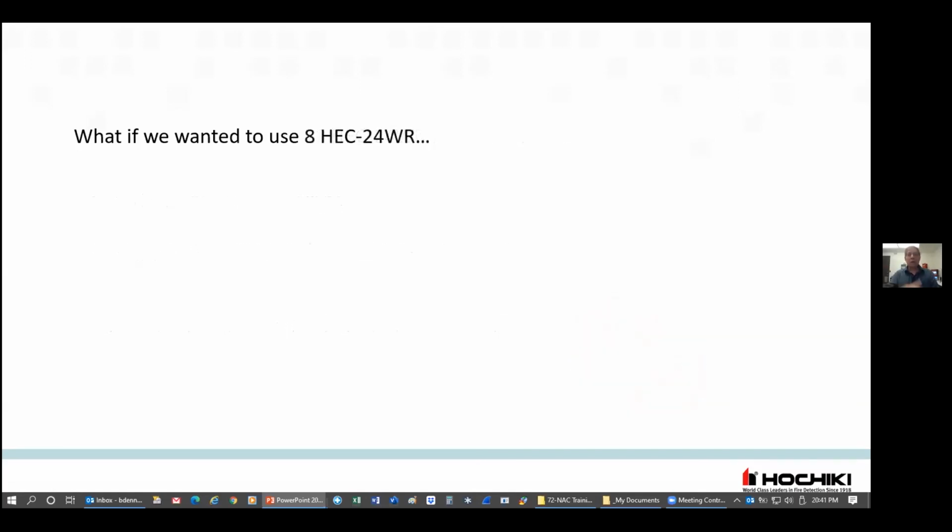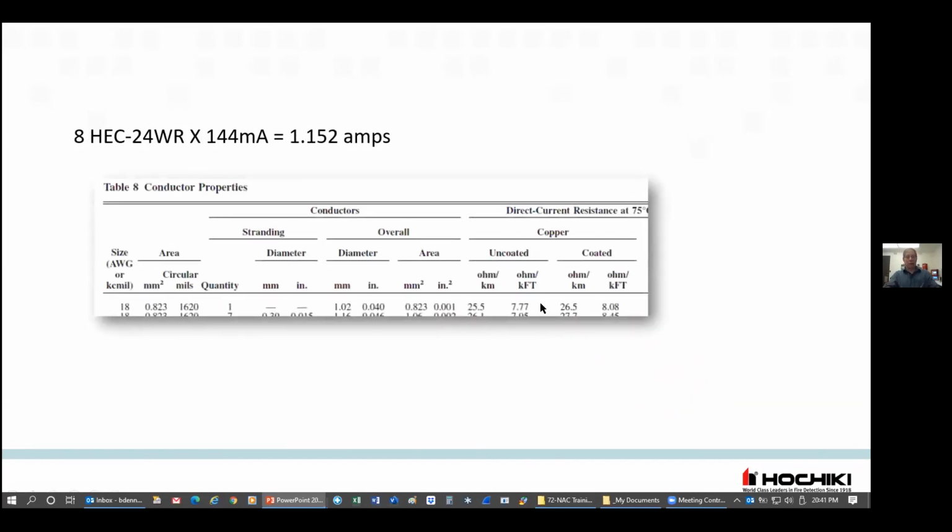Now let's go back to the 8. What if we wanted to use 8 of these horn strobes, but instead of 14 gauge, we wanted to use 18 gauge wire, a smaller wire? Well, we know what the current draw of the appliances is. We already worked that out: 1.152 amps. But what about the wire? 1,000 feet of 18 gauge is 7.77 ohms. 800 feet of that is 6.216 ohms.